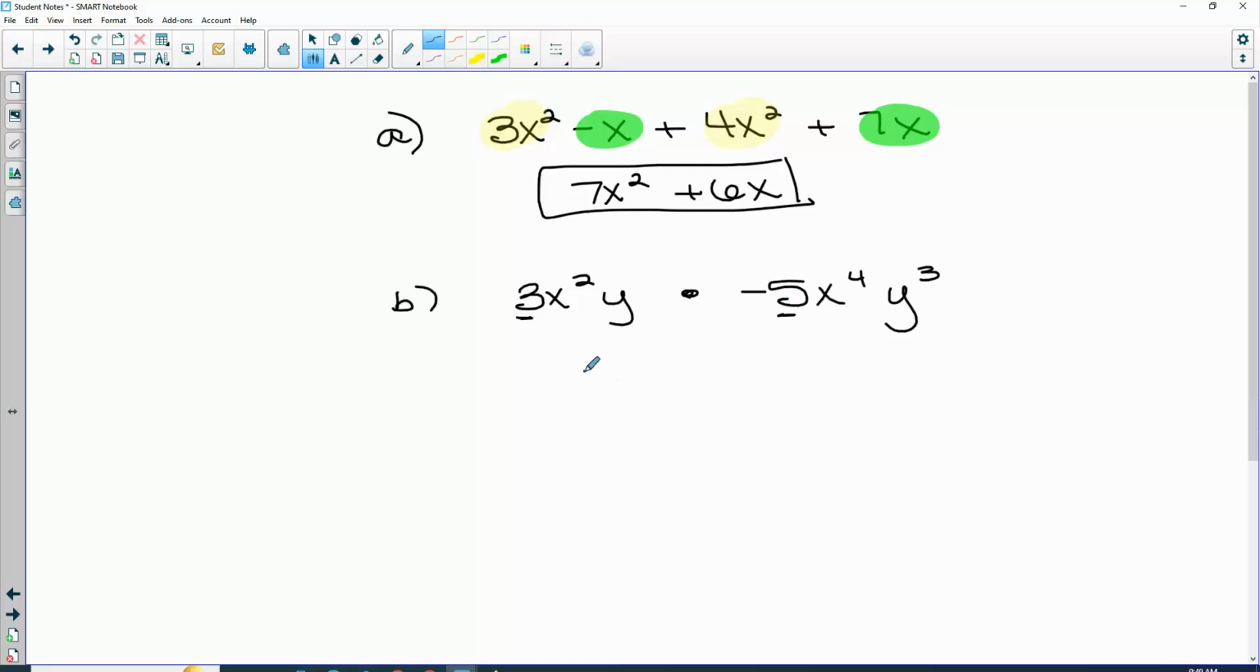Multiply the numbers. 3 times negative 5 is negative 15. When you multiply those x's, x squared times x to the 4th, that means you have 2 x's and then 4 x's. So we said you add those exponents. That gives me 6 total x's. With my y's, this is a first, so that would be y to the 4th.